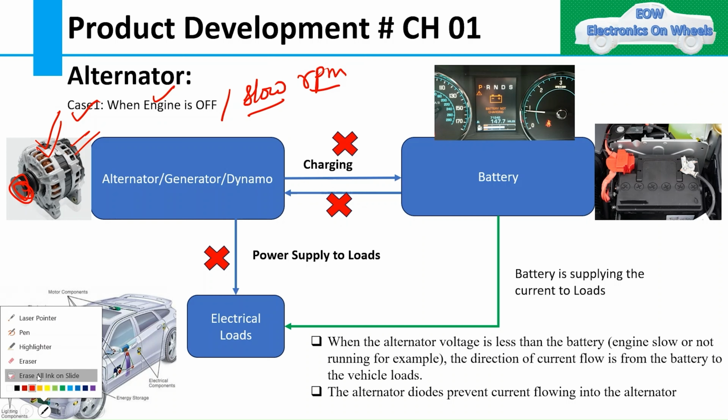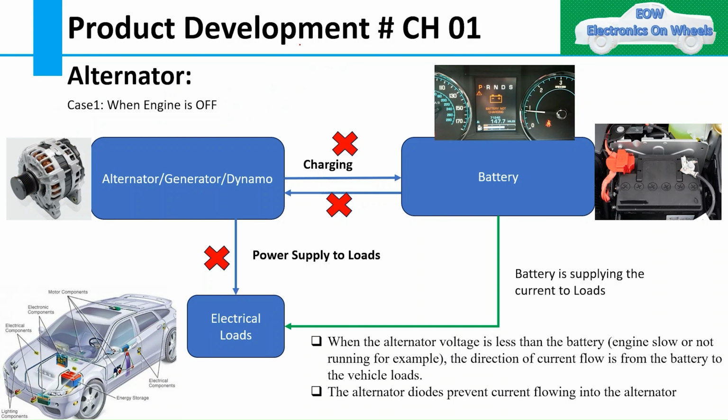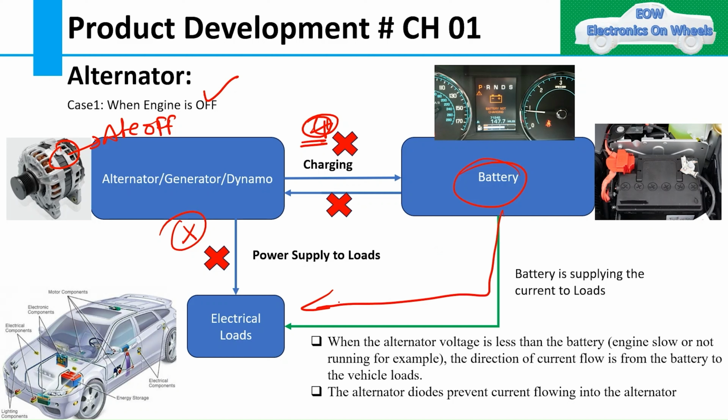Okay, let me erase it. So when the engine is off, what will happen? Your alternator will be off, right? If your alternator is off, then there won't be any charging. Then power supply to the loads will also not be there, because the alternator is not generating supply. Then what is the source of power in your vehicle? That is your battery only. So whatever the battery is charged, that will supply the electrical loads.